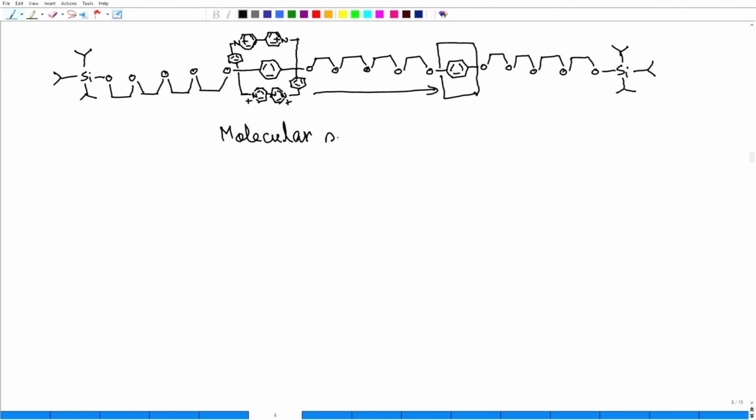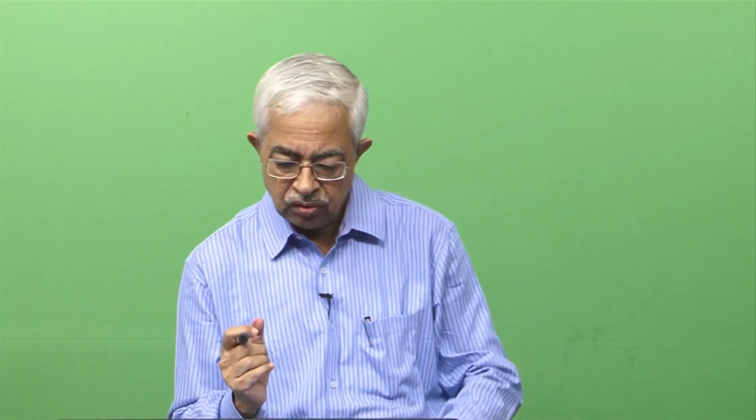It is known as a molecular shuttle. Like a shuttle, it moves from one station to the other station, and then again it can come back from this station to this station. So, between these two, as if they are two stations, this macrocycle is going from here to here and coming back. That is why it is called a molecular shuttle.